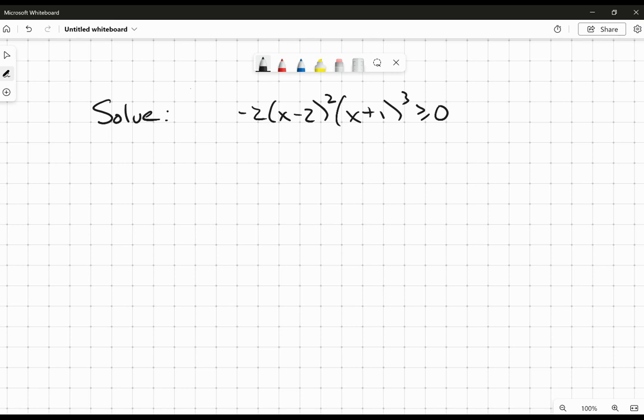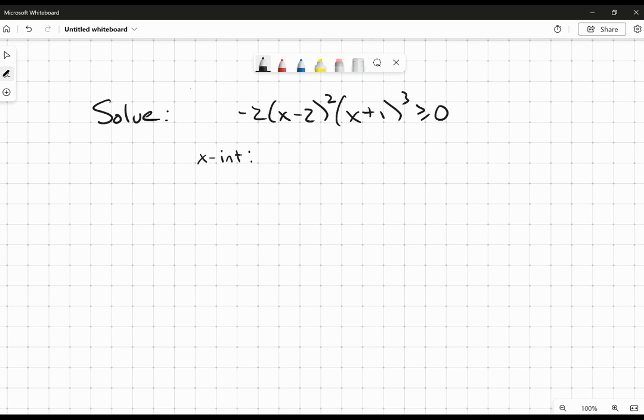All right, hi everybody. So in this video here, we're going to solve this inequality, negative 2 multiplied by x minus 2 squared multiplied by x plus 1 cubed. And the nice thing about this is everything is on one side. It's all factored.